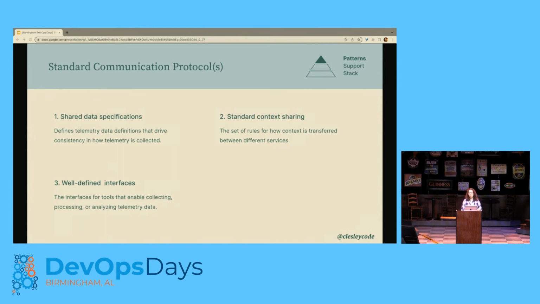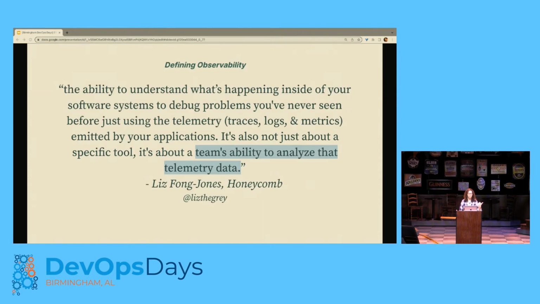So before we go into how these patterns manifest into the tools we use to observe our systems, let's revisit our definition of observability. And I will also take the opportunity to take a sip of water.